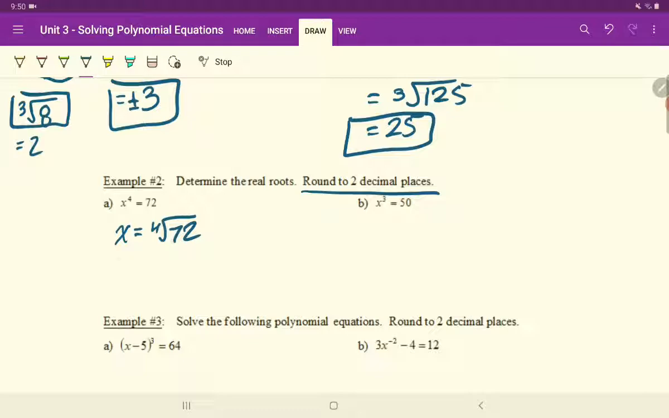Well, we're going to take the fourth root of 72. Okay, and what you're going to get, again, because you're taking the fourth root, it's going to be plus or minus 2.91. Okay, round to 2 decimal places.